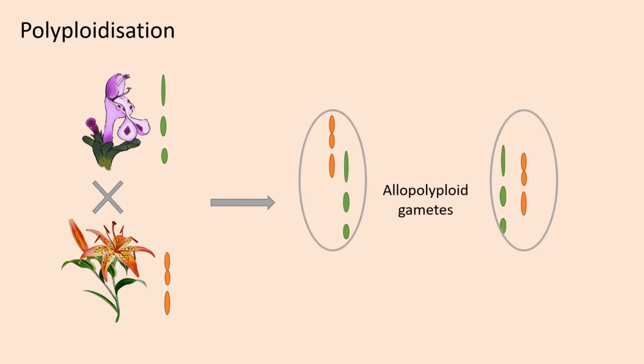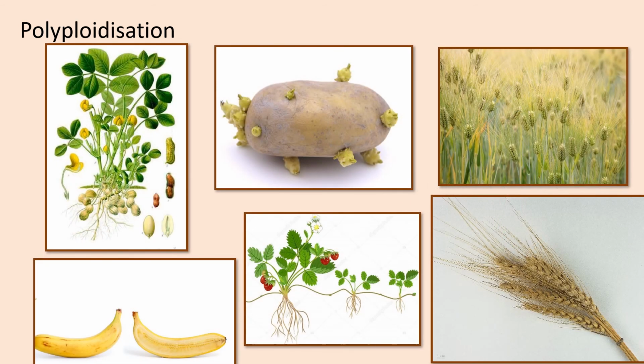The result will be viable gametes that contain one set of chromosomes from each of the two original species. Many of the crops we use today are actually polyploids. Wheat is hexaploid, meaning it has 6 sets of chromosomes, potatoes are tetraploid, and strawberries can be anything from diploid to octoploid depending on the variety.